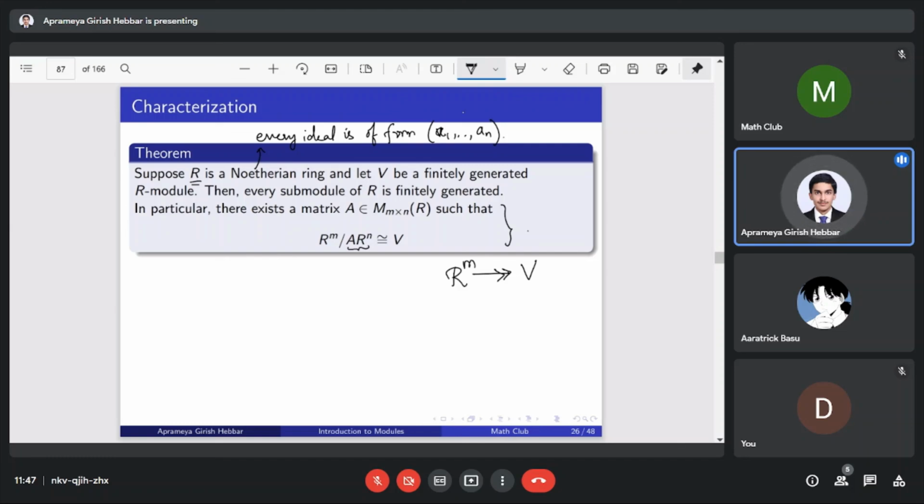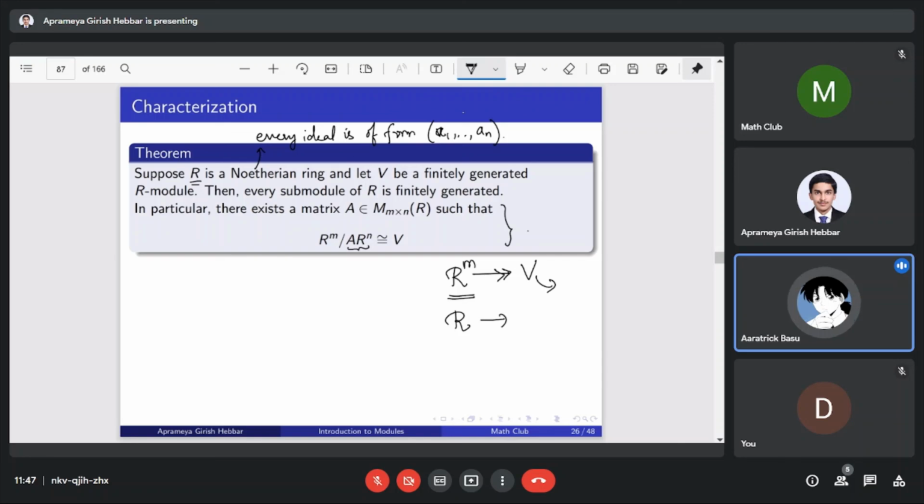So indeed, every submodule of V is finitely generated. So this means via homomorphism, every submodule of R^m is finitely generated. In particular, R is a submodule of R^m, so R has to be finitely generated. Okay, and since all the submodules are ideals, so we get it. Yeah, exactly. I hope this works out.